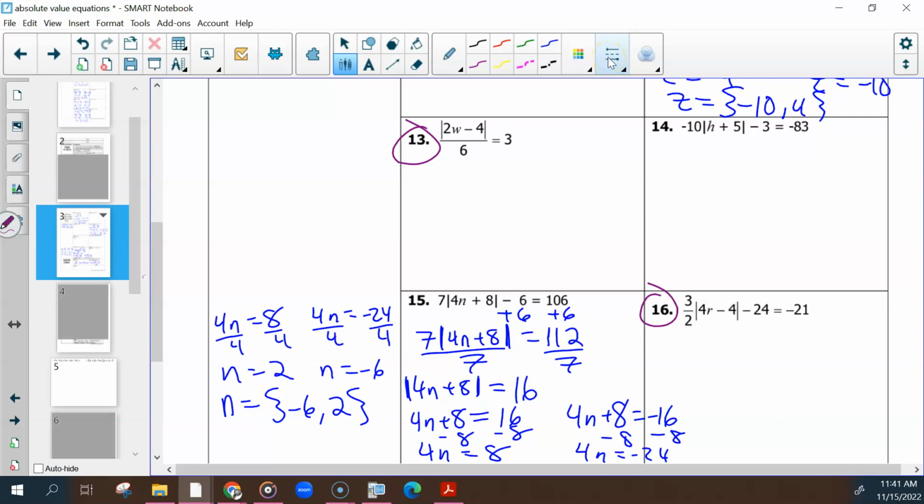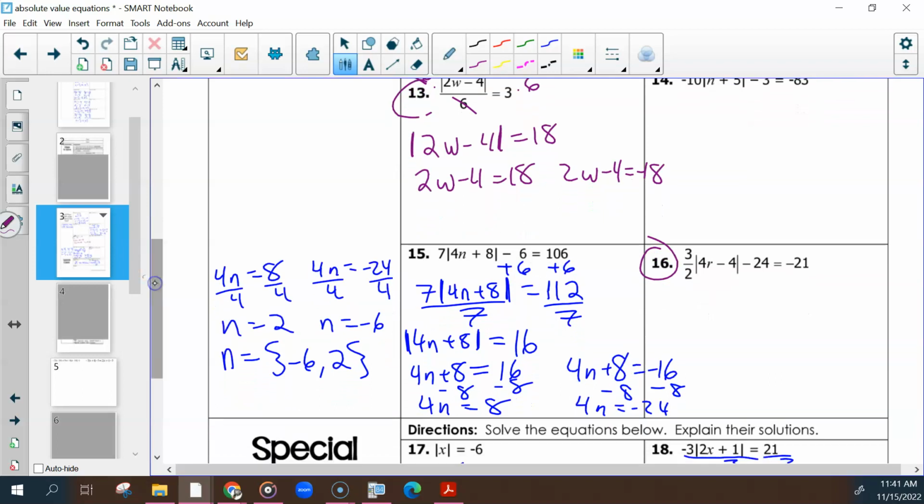Right. For number 13, we need to get rid of the 6. What would we do to it? Go ahead. Multiply both sides by 6. So then the 6's would cancel on this side, just leaving the absolute value of 2w minus 4. Then it becomes a regular problem. Drop the absolute value, set it equal to a positive and negative. And solve both the equations.